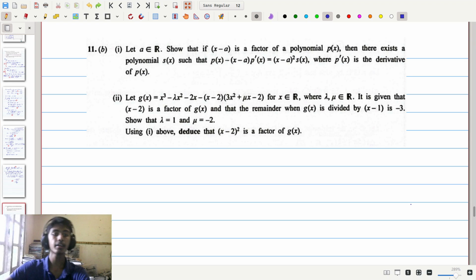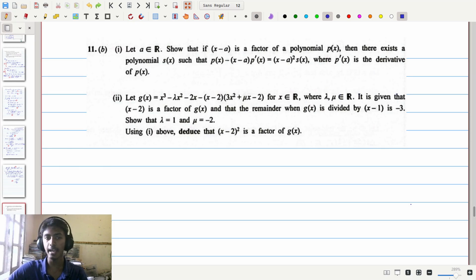And after that, the second part of the question says, let g of x be this whole thing, which is x cubed minus lambda x squared minus 2x minus x minus 2 times 3x squared plus mu x minus 2, for x an element of the real numbers, which means that it works for all real numbers, which means that this is a polynomial identity. The left hand side is exactly equal to the right hand side. It then says that lambda and mu are some real constants.